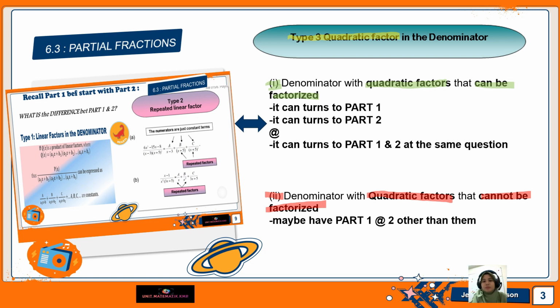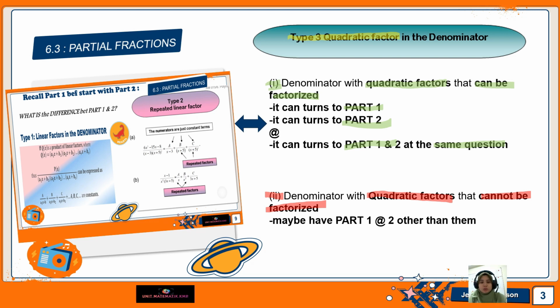Let's look at the denominator with quadratic factors that can be factorized. For this one, when you get the equation in the form of quadratic, we need to check whether it can factor or not. If it can factor, your equation may turn into part 1 or it can turn into part 2. It depends on the equations. Or it can turn into part 1 and 2 at the same time. We will look at this later in our examples.